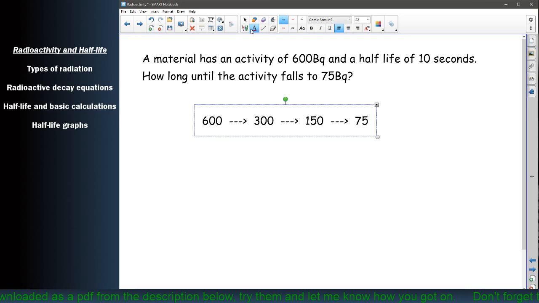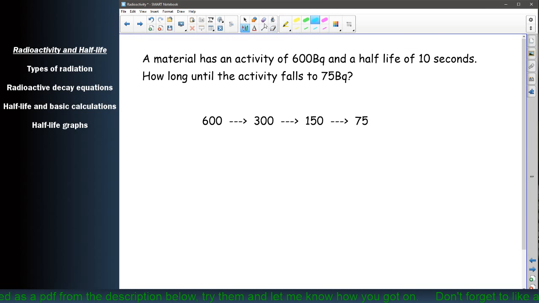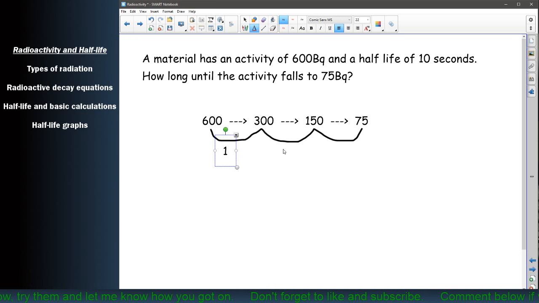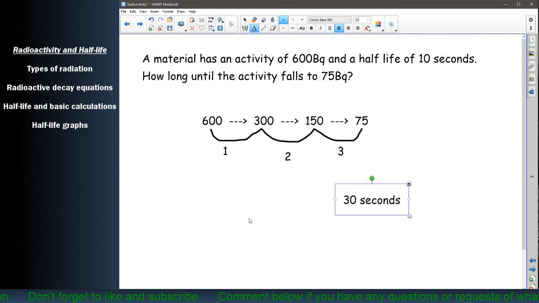So how many half-lives did I go through in that? Let's just check. That's one half-life, two half-lives, three half-lives. So 1, 2, and 3. And since we know that each half-life was 10 seconds, and we've gone through 3 of them, it's a nice simple 3 times 10. The total time for that is 30 seconds. And that's a half-life calculation.